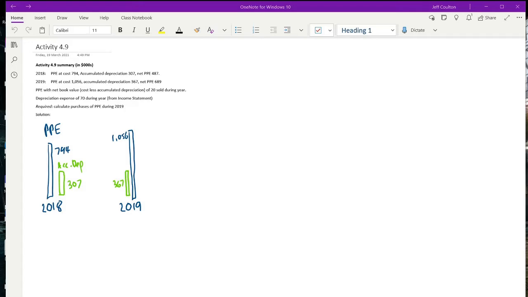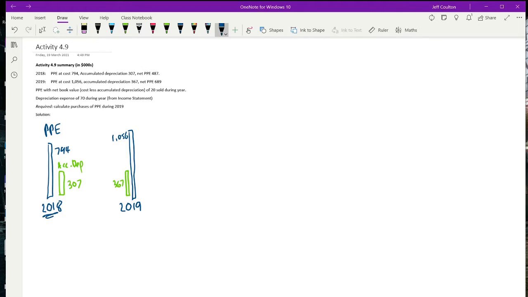Hello. I've been asked to explain the calculations for the purchases of PPE, property, plant and equipment, for Activity 4.9, a summary of which you can hopefully see on the screen here. Property, plant and equipment at cost in 2018 was 794, and in 2019 was 1056. Accumulated depreciation was 307 and 367 respectively.